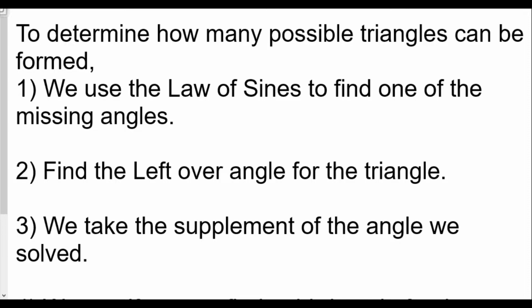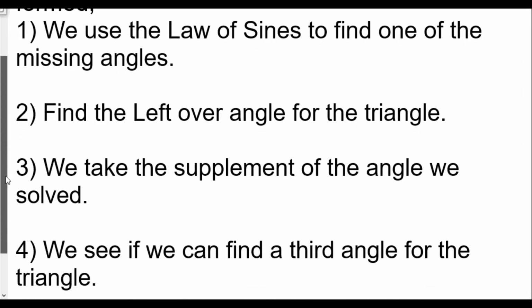So I have here the steps we would use, and I explained them in the last video. To determine how many possible triangles can be formed, we use the law of sines to find one of the missing angles, and that's what we did in the previous problem. Then find the leftover angle for the triangle. So we make a table where we have the given, the solved, and the leftover. Then we make a second possible row where we take the supplement of the angle solved, keep the given, and see if there's anything left over for our third angle.